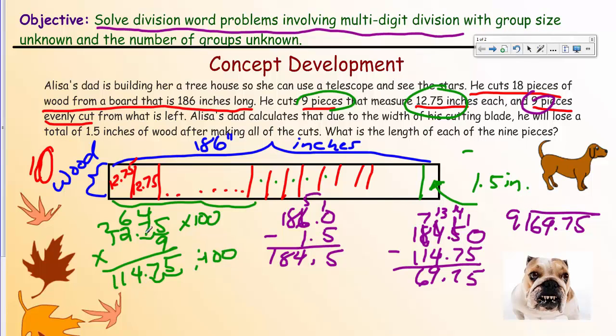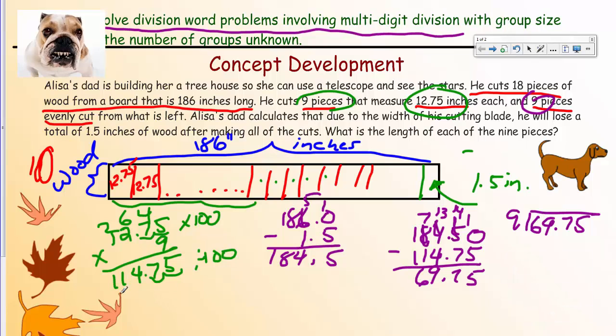Now, you were watching this going, Mr. Wara, you are totally confusing me. Well, we're just going to think back to what we did here. We took the 9 pieces that were cut here, and we multiplied them, and that gave us that amount. We took this amount, and also the 1.5 inches that we need to take off because that's what's lost due to the cutting. So we took that off the total, giving us 184.5. Then we subtracted that amount that we have here. This is what's left of that wood. This is what's left. And we're going to divide that by 9.